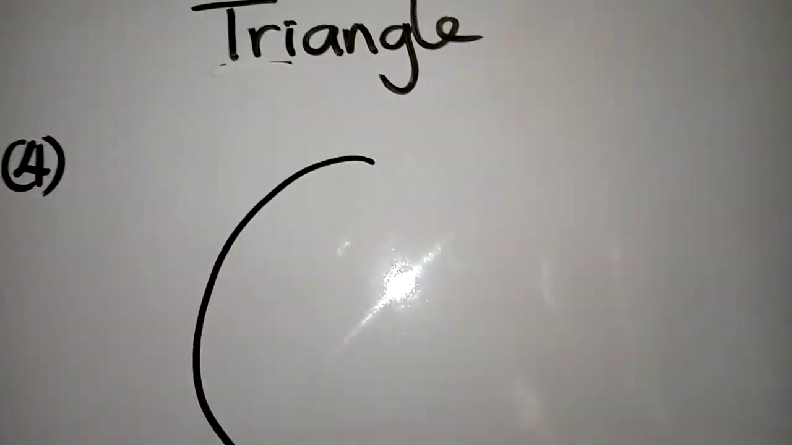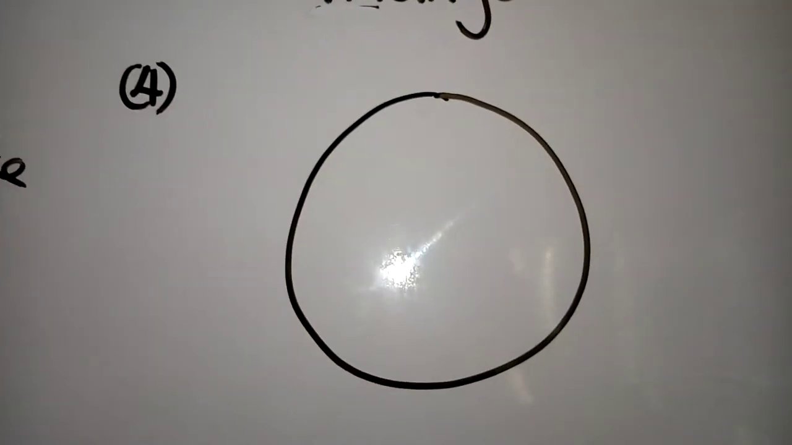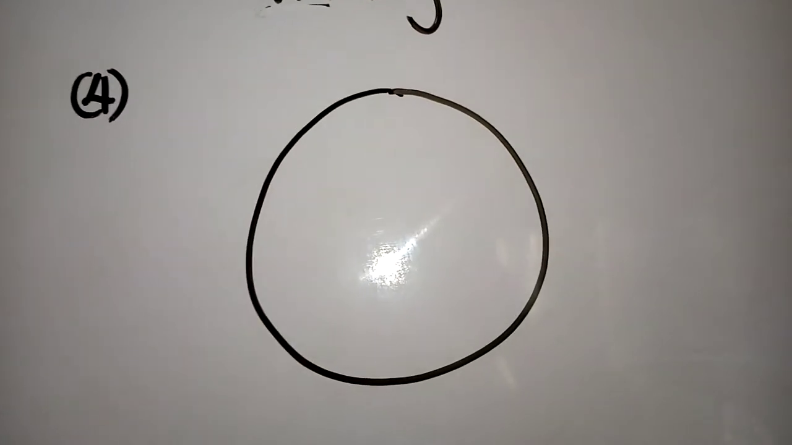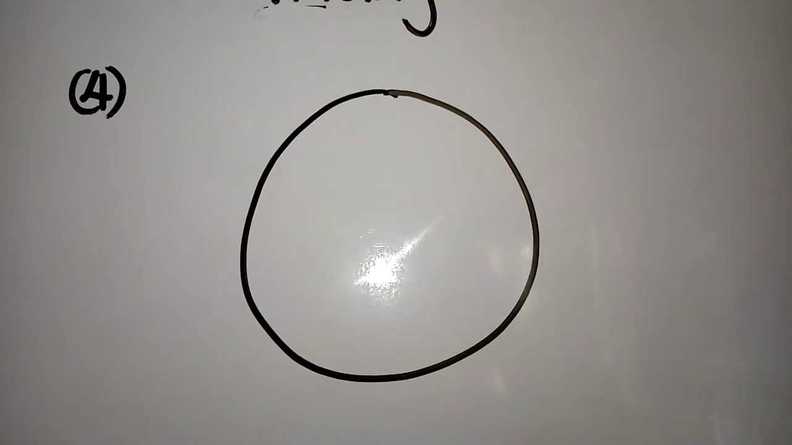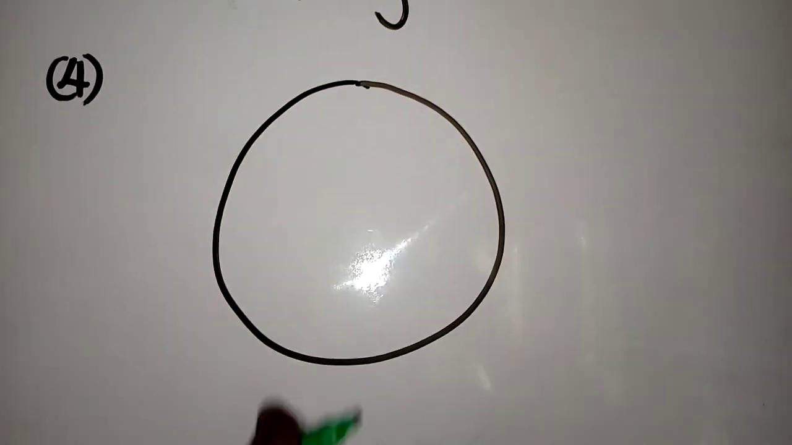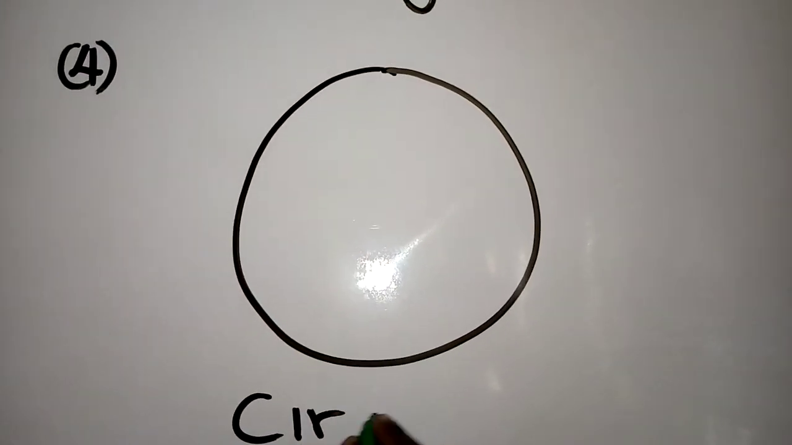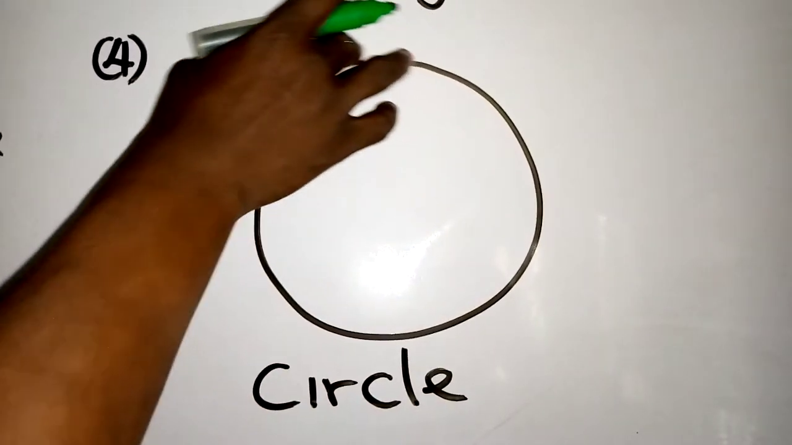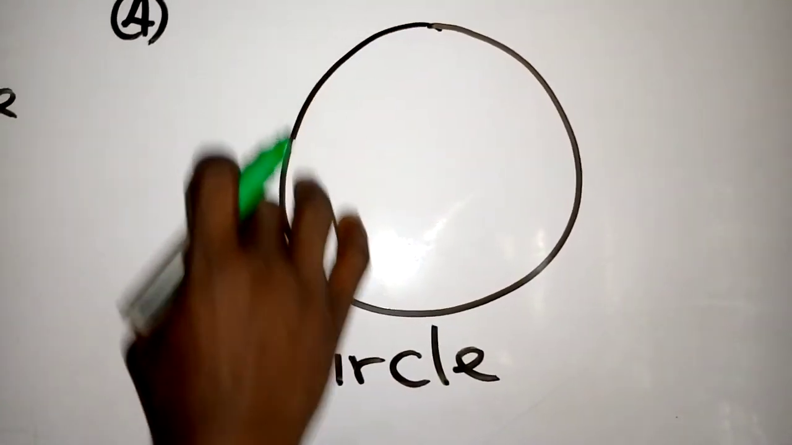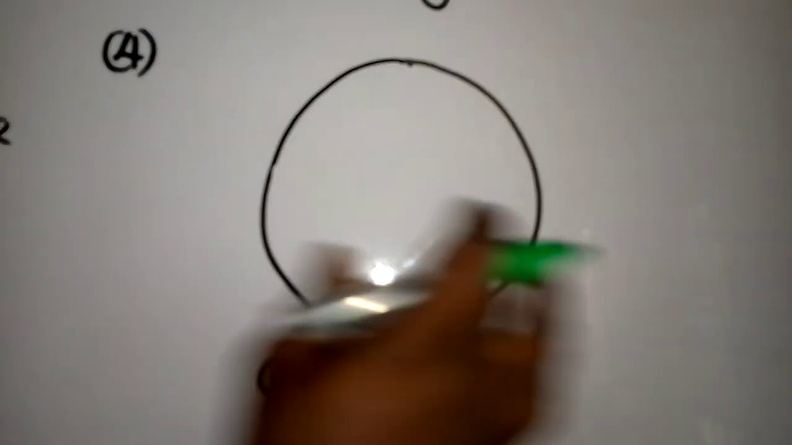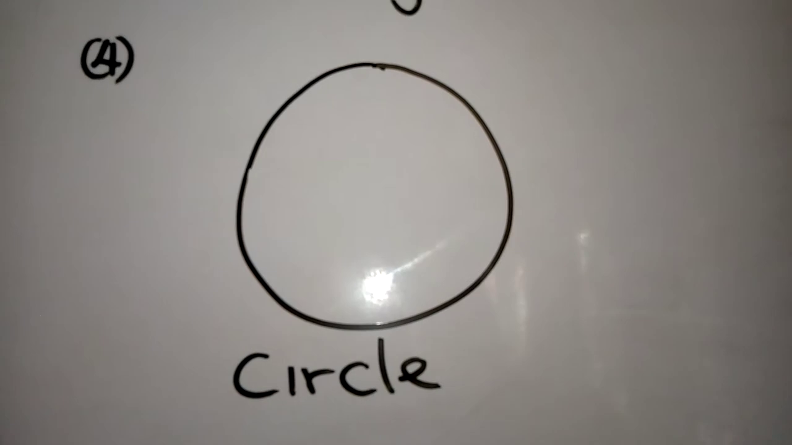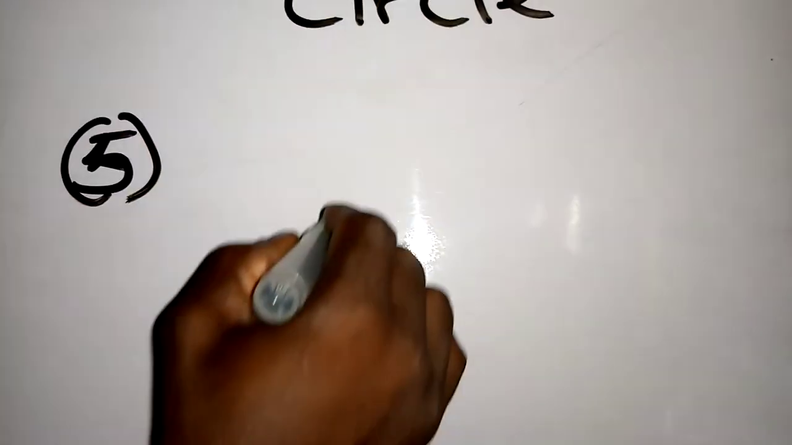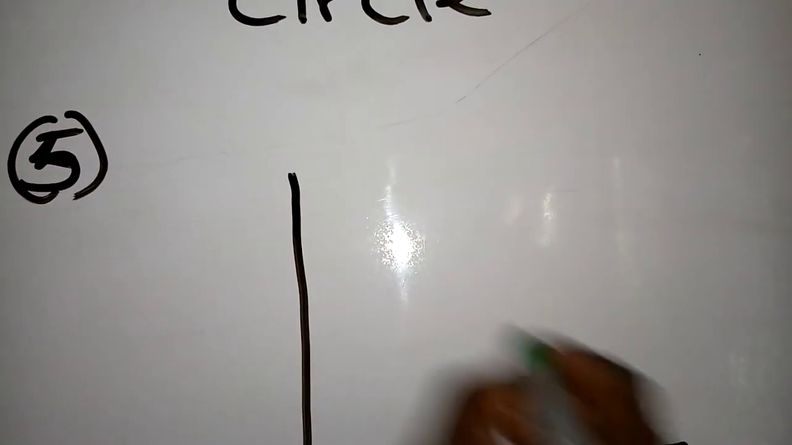Can you tell me the name of this object? What did you call it? Yes, you are right. Give yourself a round of applause. This object is called a circle. A circle is an example of what? A plane shape, a two-dimensional shape. We also have another one, number 5, and this is where we are going to stop for today.